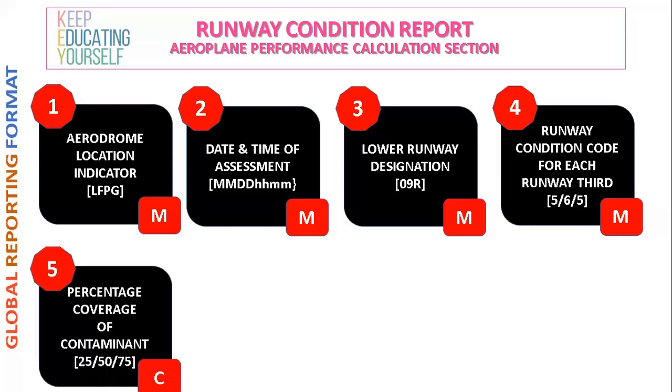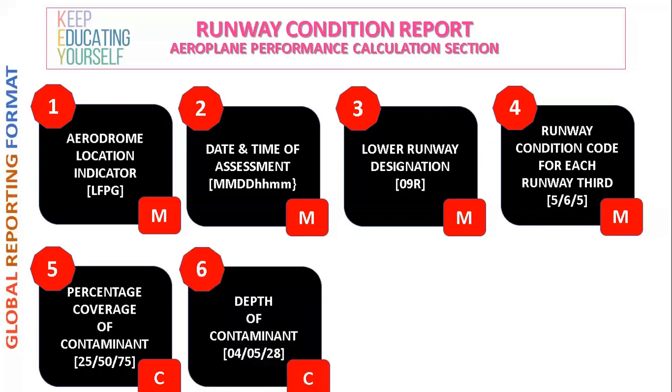Then the fifth element is the percentage coverage of contaminant for each runway third. So for the first third, that is from the beginning of runway 09, the percentage contaminated is 25%. For the second third, the percentage contaminated is 50%, and the last is 75. The last one is known as the third third. So all are separated by a slash, and it can be a maximum of 9 characters separated by slashes. Then one point to be noted here: this information is conditional. Whatever we report will be based on some tables. Conditions will be there, and only then do we report here.